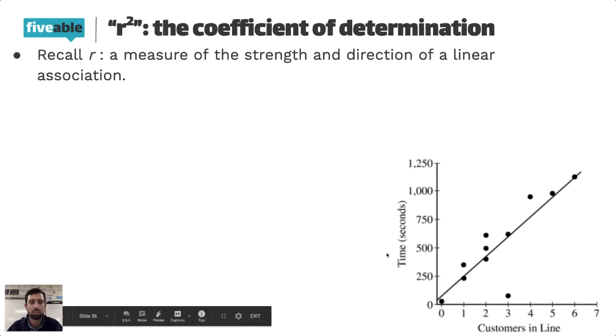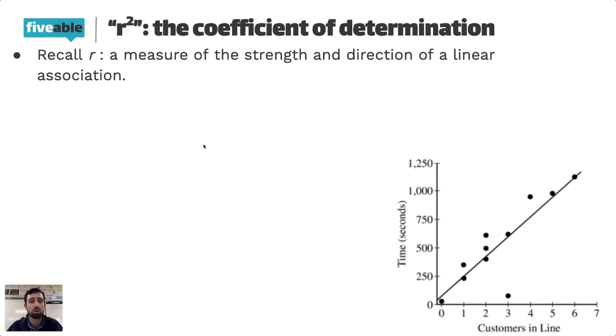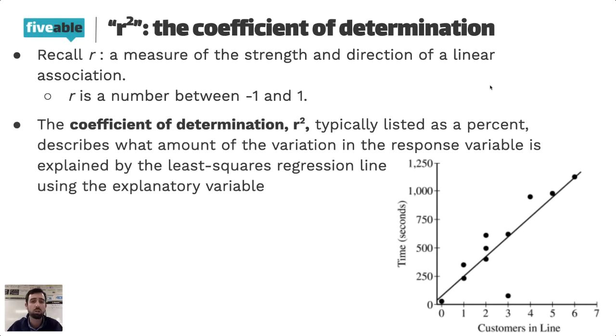Last thing, I think the last thing on linear regression is R squared. R squared tends to trip kids up. R squared is the coefficient of determination, which, think back to R, is a measure of strength and direction of a linear association. It's a number between negative 1 and 1. R squared is typically listed as a percent, and it describes what variation in the response variable is explained by the least squares regression line using the explanatory variable.